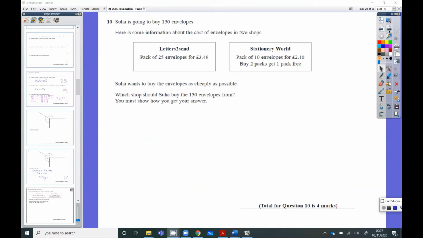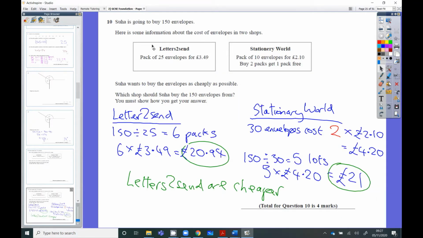Question 10. Let's have a look at the Letters to Send option. A pack of 25 envelopes. Well, we need 150 envelopes. 150 divided by 25 means we need 6 packs. Each pack is £3.49, so 6 times £3.49 is £20.94. So that's how much it costs from Letters to Send.